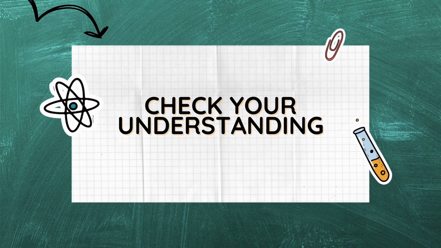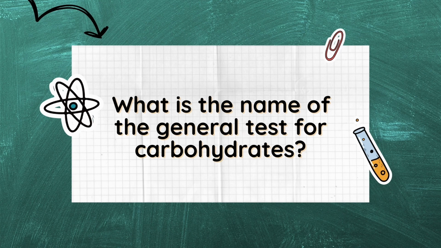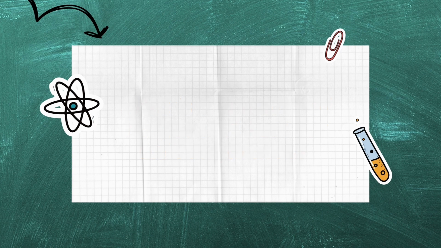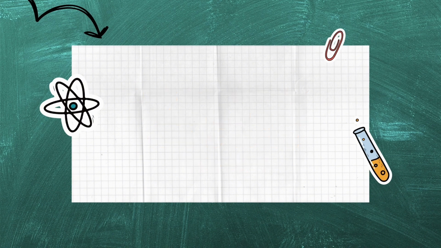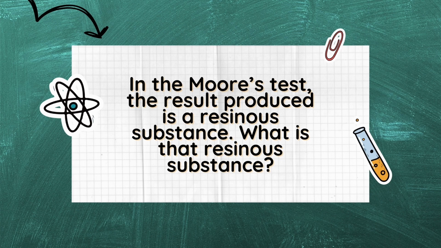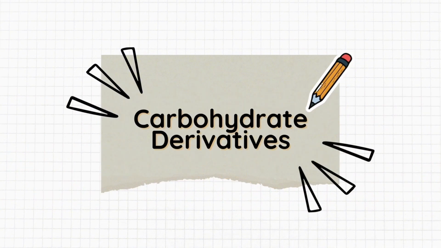Alright, it's time to check your understanding. First up, what is the name of the general test for carbohydrates? That's right, it's the Molisch test. Next, this is a test for reducing sugars that is also used to detect diabetes. You got it, it's the Benedict's test. Lastly, in the Moore's test, the result produced is a resinous substance. What is that resinous substance? Of course, how could you forget it? It's caramel. Moving to the next topic of today's video, carbohydrate derivatives.